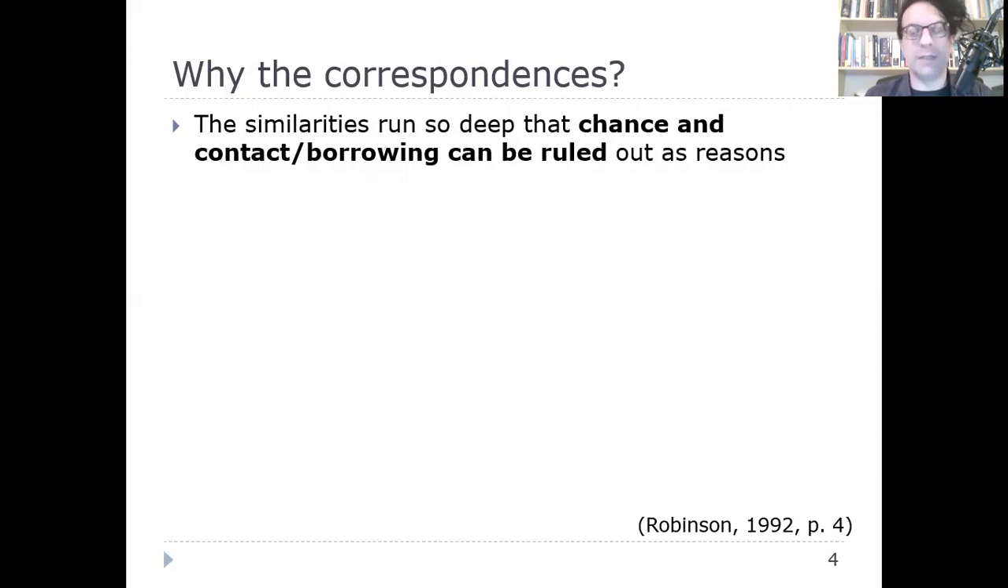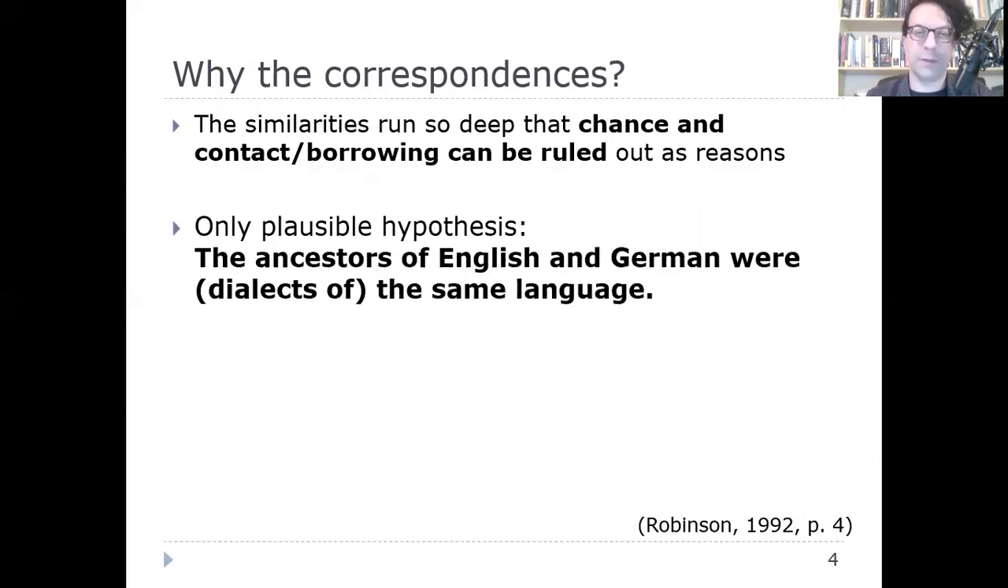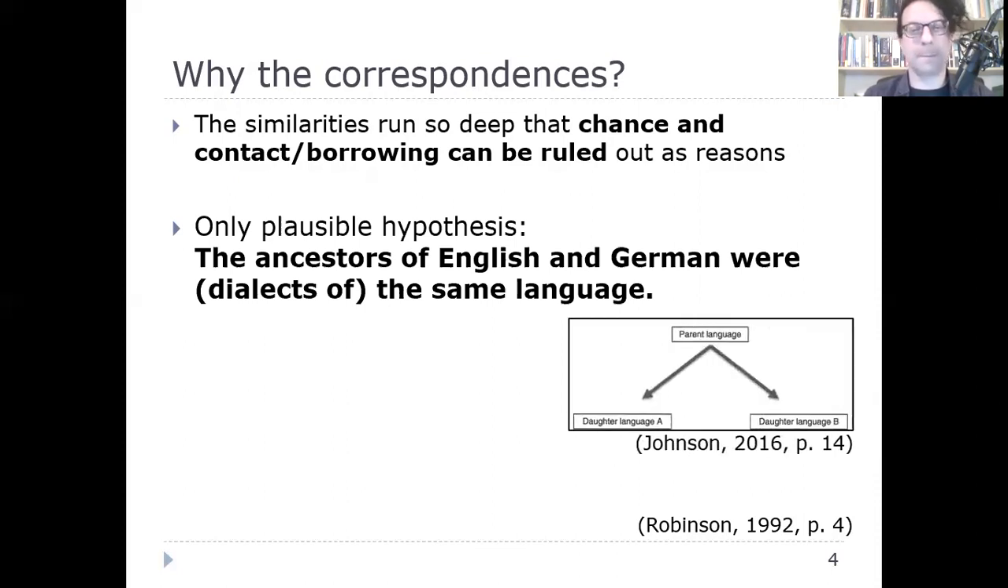So the similarities are so ubiquitous and they run so deep that chance and/or language contact, borrowing from one language to the other, can safely be ruled out as reasons for these two languages being so similar to one another. The only plausible hypothesis that we can have at this point is that the ancestors of English and German were the same language, or were versions of the same language or something like that.